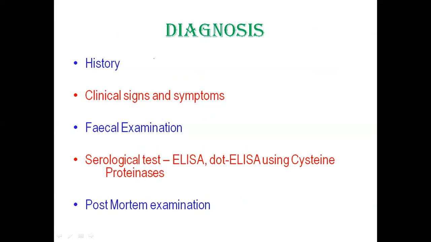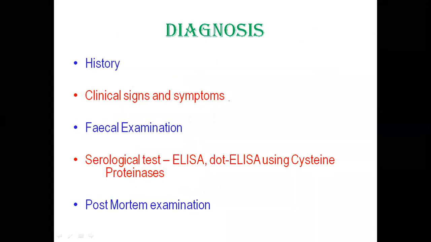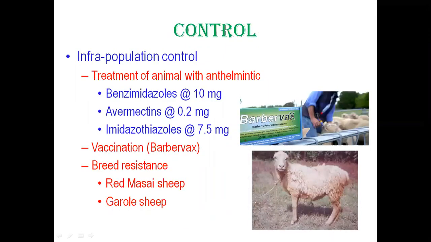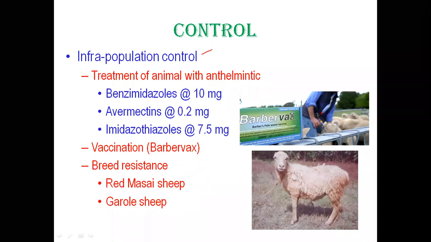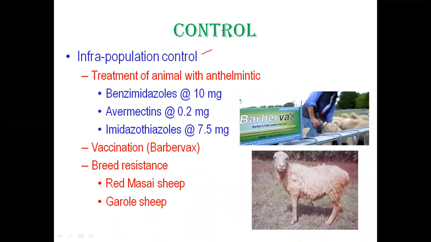Coming to the diagnosis, history of course is important, but clinical signs and symptoms and fecal examination demonstrating the egg are important, and serological tests like ELISA and postmortem examination, these are all important. And now comes the most important one, that is the control part. We are having here two control measures. One is within the individual organism, and another one is in a population. Within the individual organism, we call it infra-population control, and the other one, in a population, we call supra-population control.